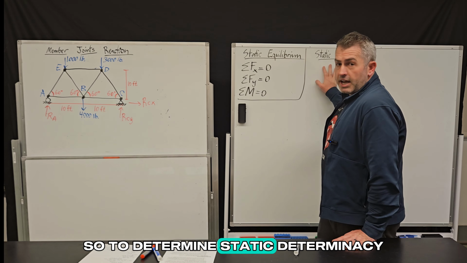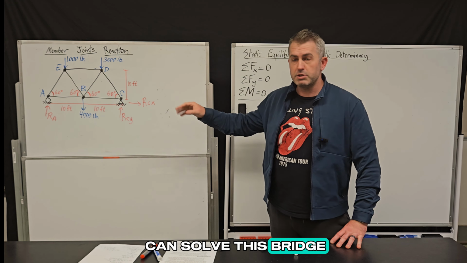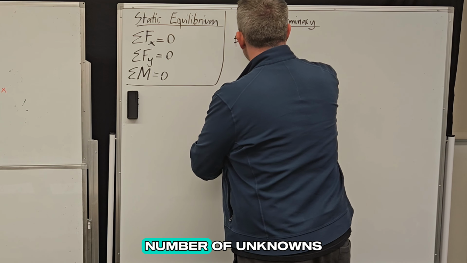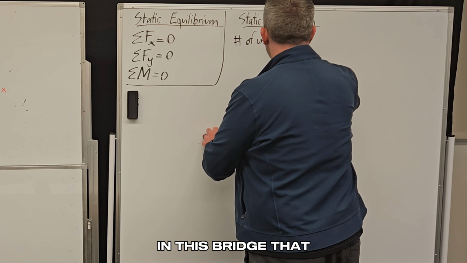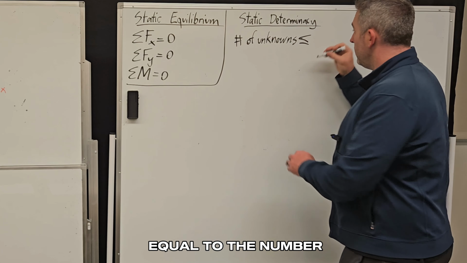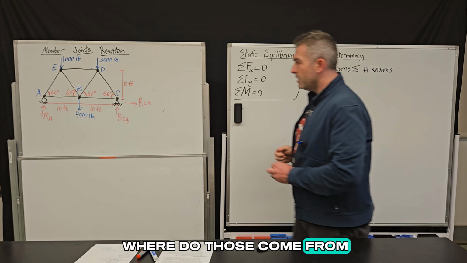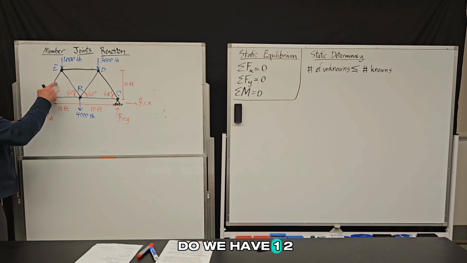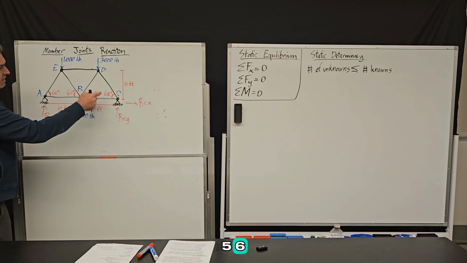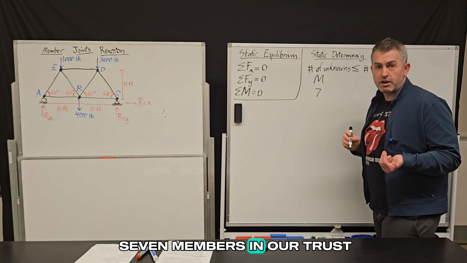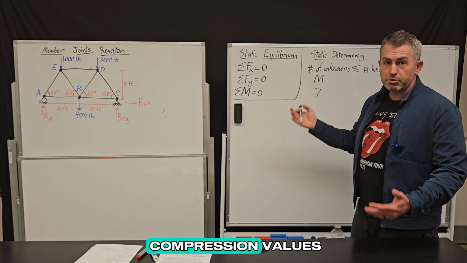So to determine static determinacy, to determine whether we can solve this bridge with these equations, we have to check that the number of unknowns in this bridge that we're solving for is less than or equal to the number of knowns. So what does that mean? Well, where are our unknowns? Where do those come from? Well, every member is an unknown force, right? So how many members do we have? 1, 2, 3, 4, 5, 6, 7. So the unknowns come from the members. And remember, we have 7 members in our truss, 7 unknown tension and compression values.